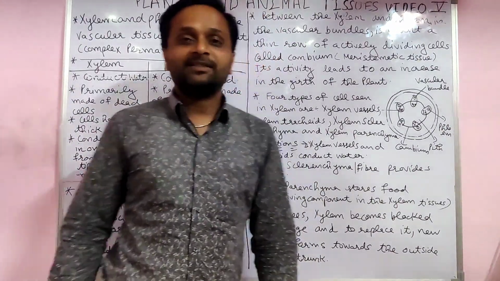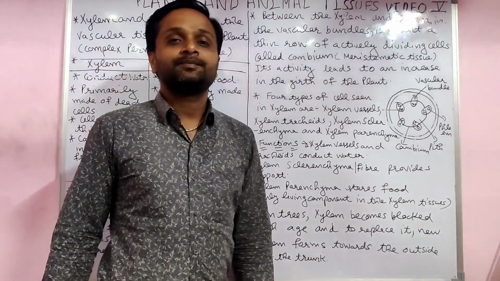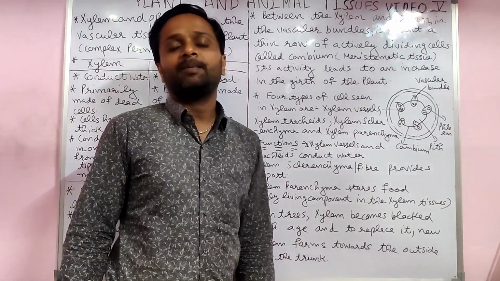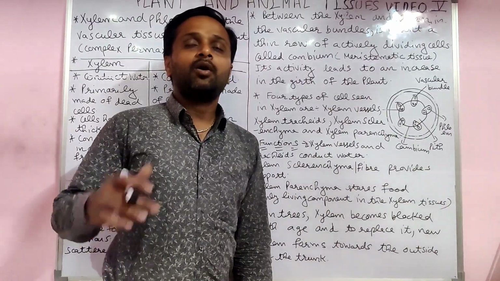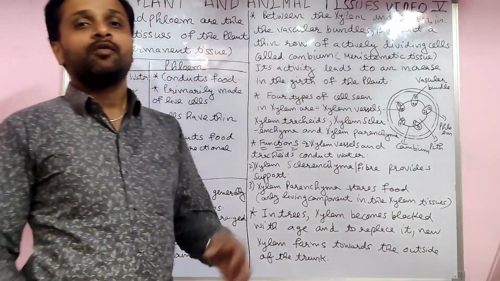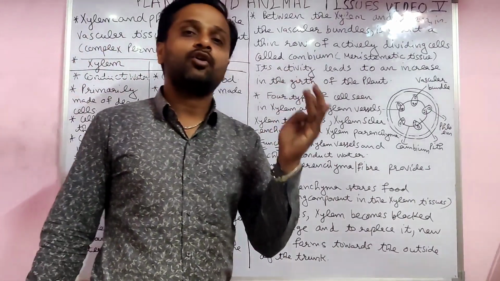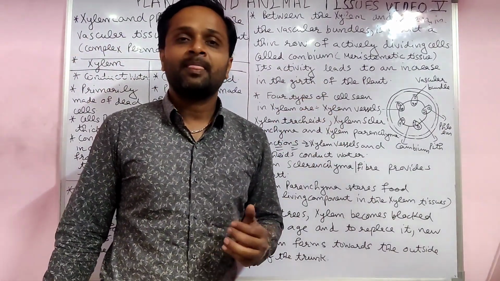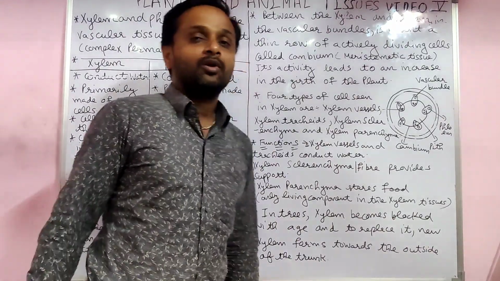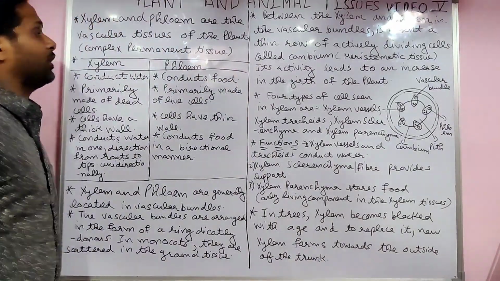Good morning students. In the last lecture, I already discussed the simple permanent tissue and complex permanent tissue. We already did the explanation of the simple permanent tissue: first the parenchyma, then collenchyma, then sclerenchyma. But in this lecture, I will discuss the complex permanent tissue. There are two types, xylem and phloem.